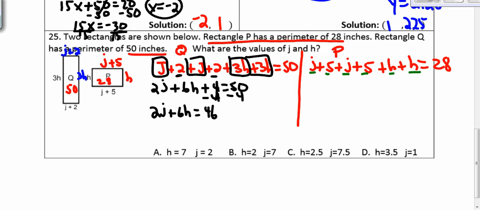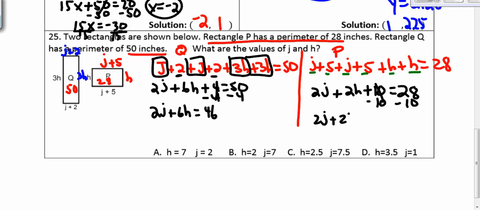So I did the j's first over here. So I'm going to do the j's again. So that's 2j, plus h is 2h. And that's 5 plus 5 is 10. Okay. And equals 28. Subtract 10 on both sides. 2j plus 2h equals 18.